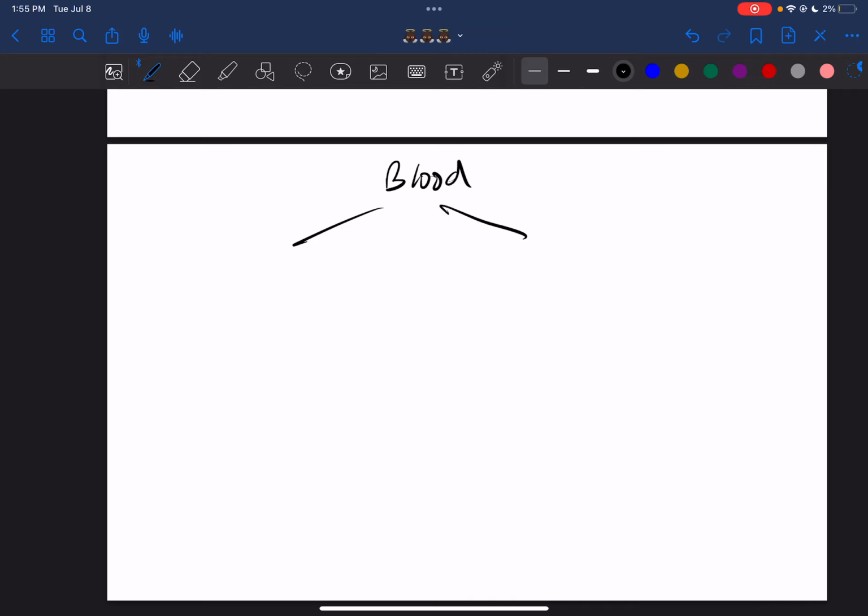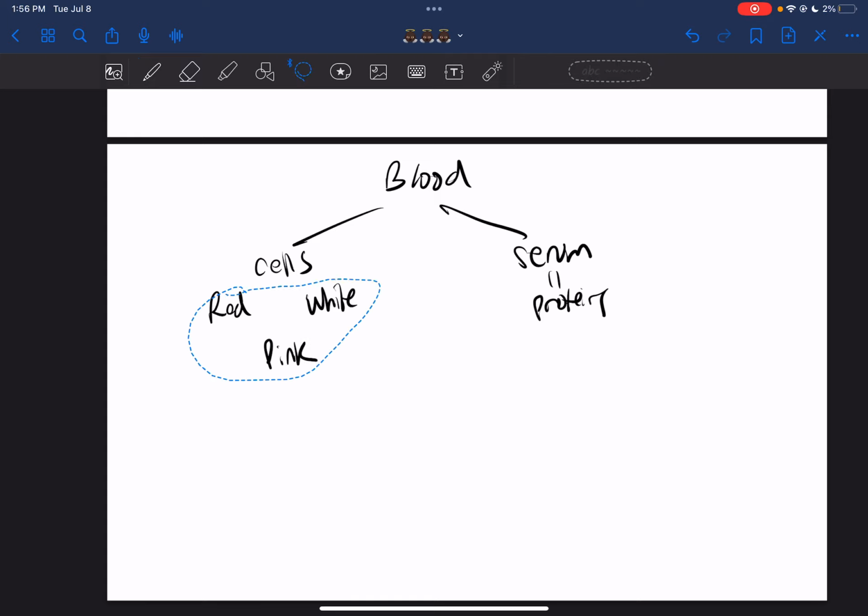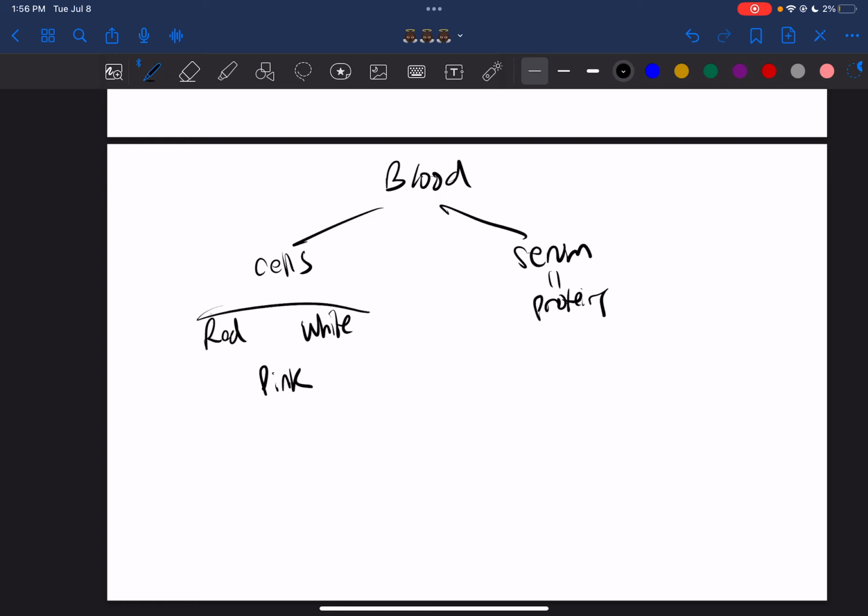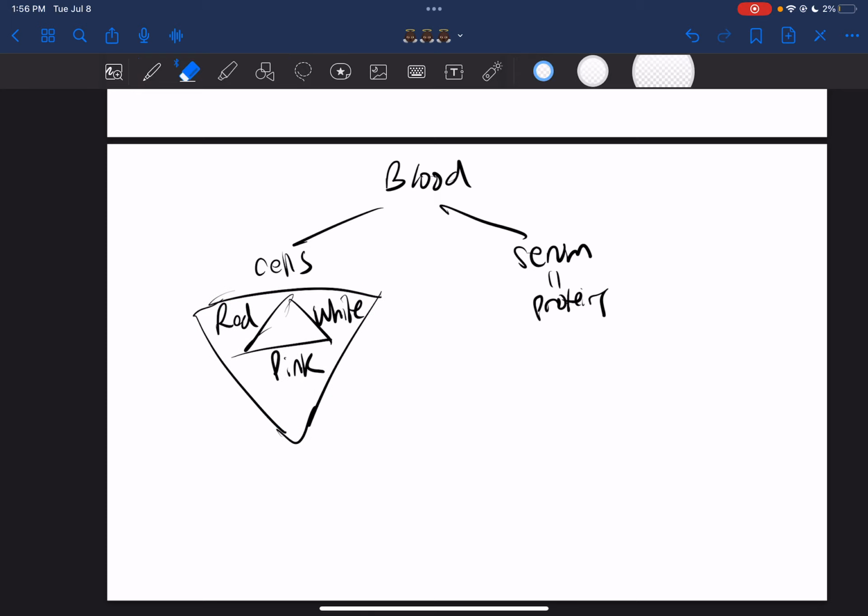Okay? So you have cells and serum, the 2 components of blood. Serum has proteins in it. And cells, there are 3 types. And it's a nice triangle. You have your red blood cells, your white blood cells, and your pink platelets. PP. See, it's very nice. They're not actually pink, but that's how I do it. Red blood cells, white blood cells, and pink blood cells. Or if you want to be official, red blood cells, white blood cells, and platelets. These are the 3 types of cells.